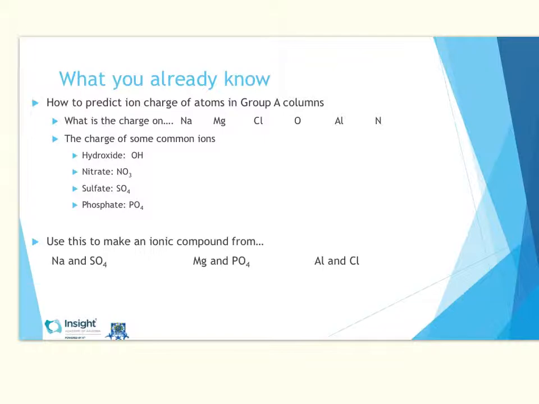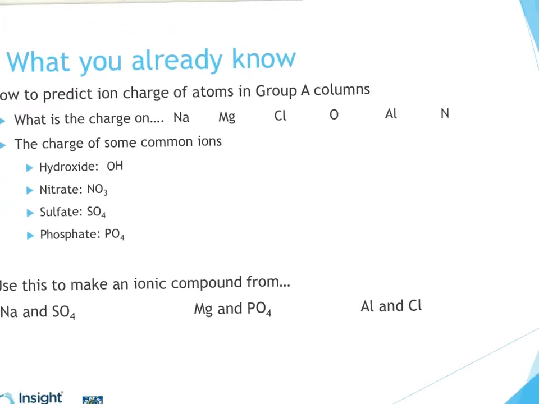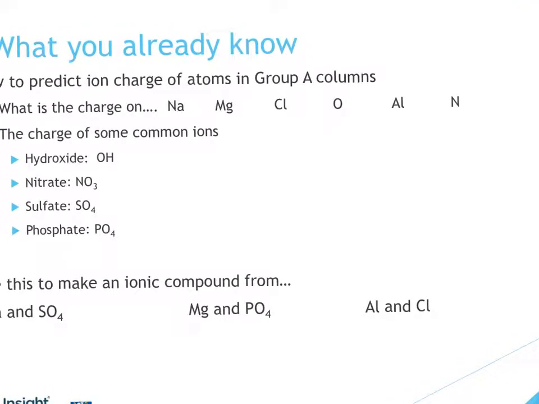Okay. So this is stuff that you should already know how to do. Group A columns on the periodic table have easy, predictable charges. So let me magnify this a little so I have more space to write with. Sodium falls in group 1A, so that's going to have one valence electron, which it'll give up and make a +1 charge. Magnesium is right next door. It has 2 valence electrons. It'll give those up to make a 2+ charge.